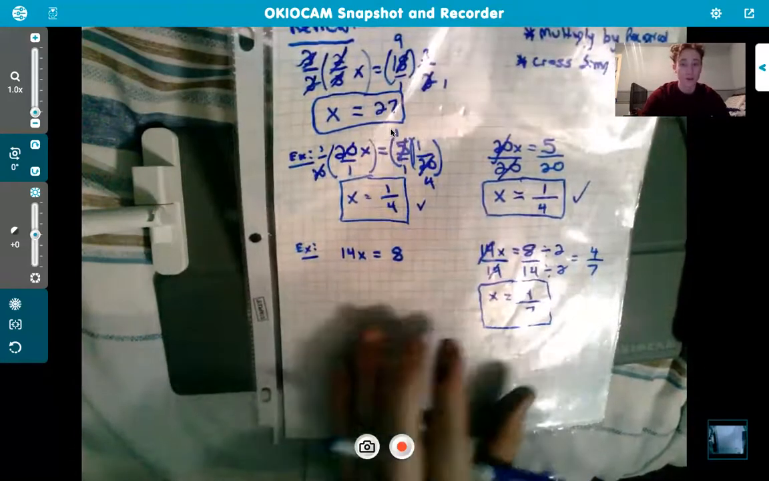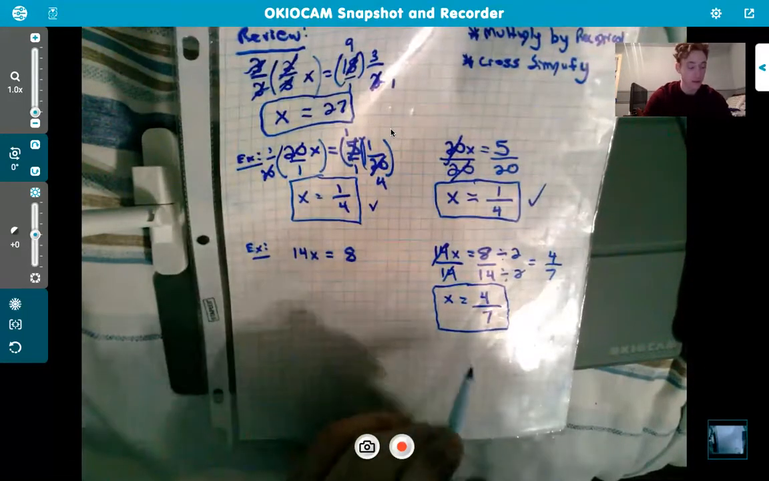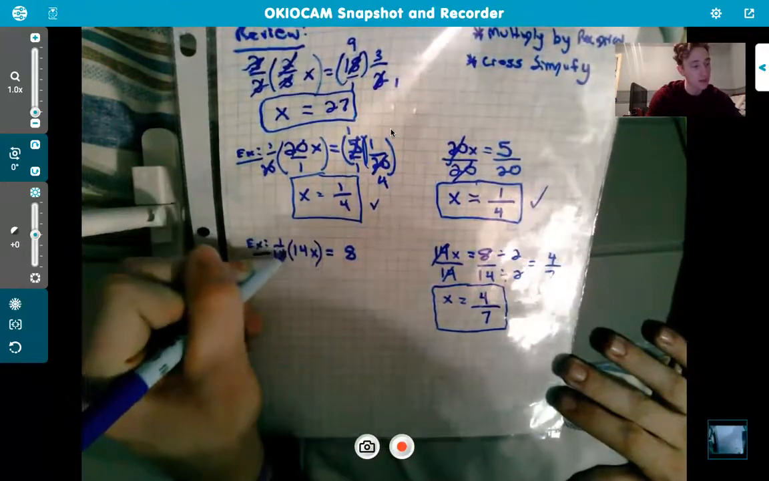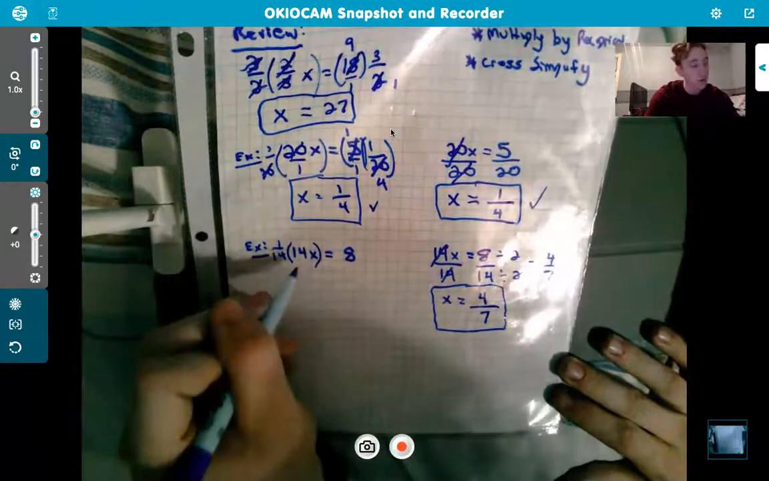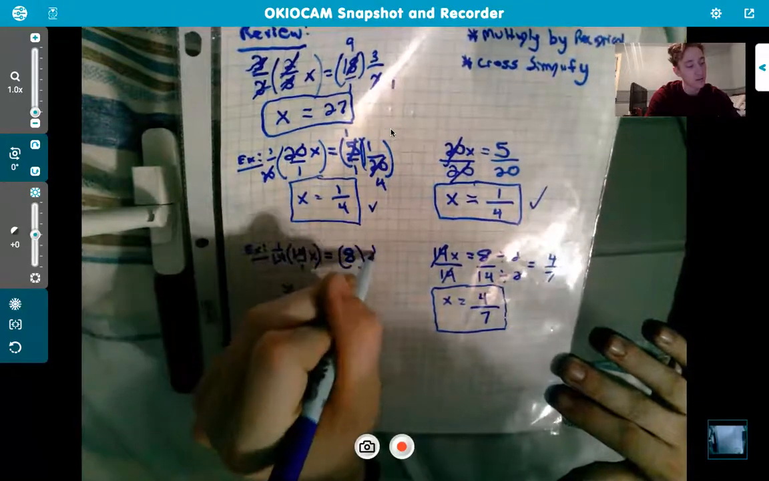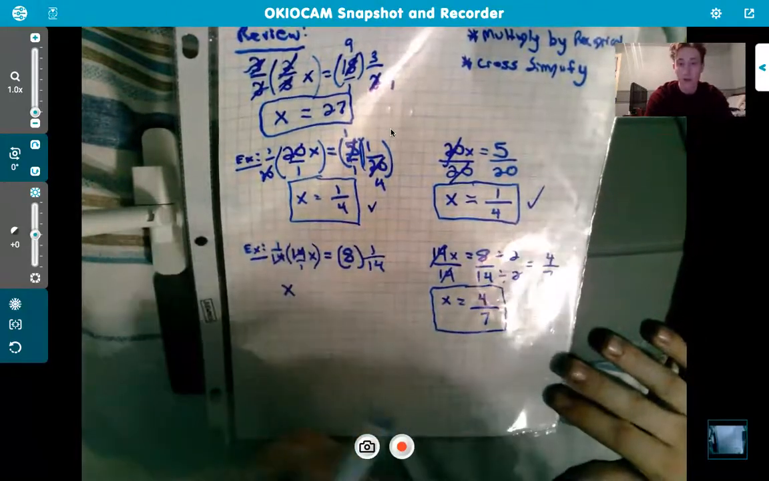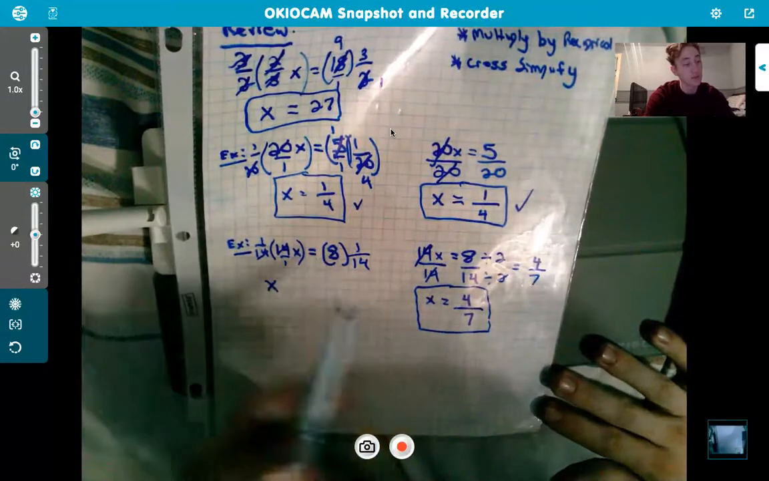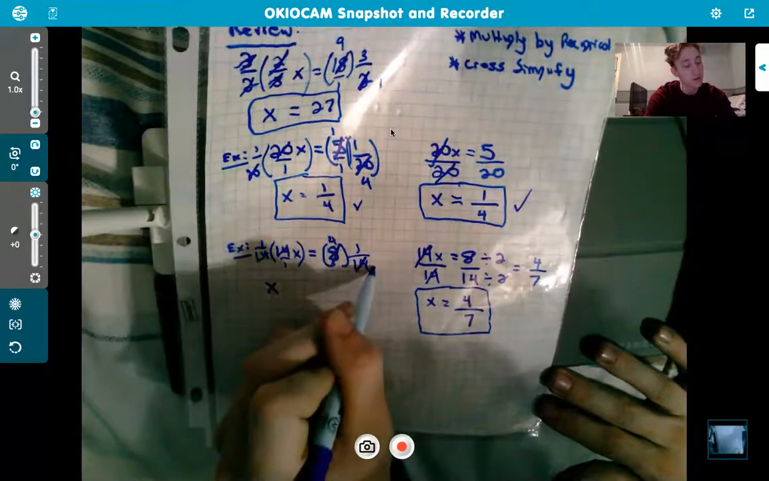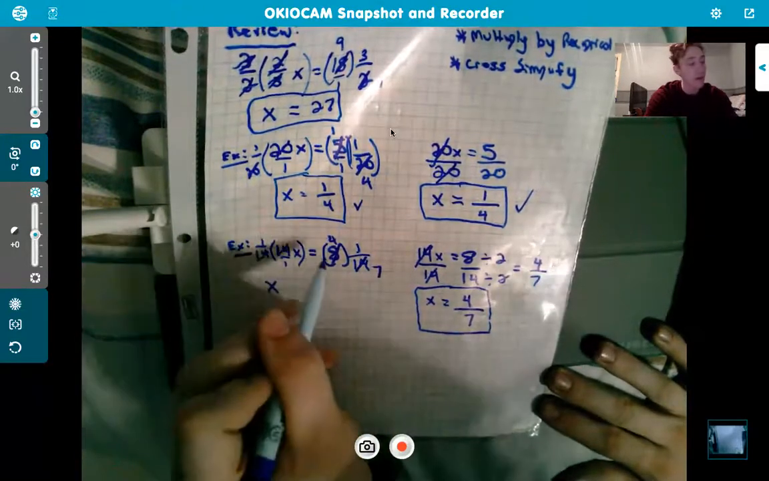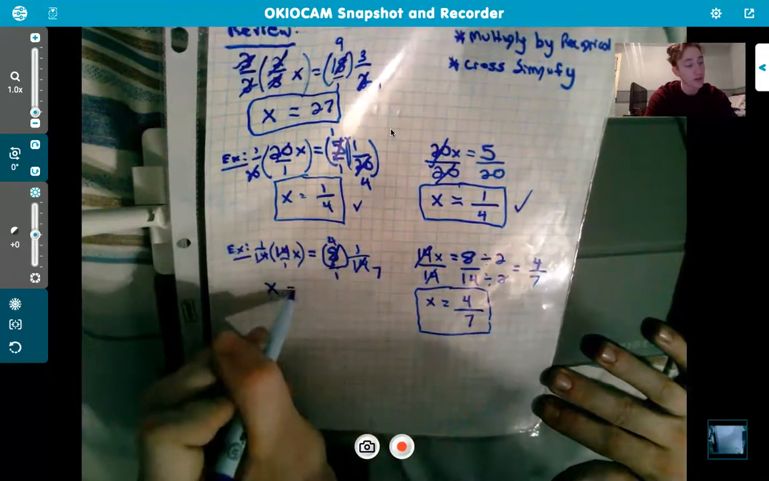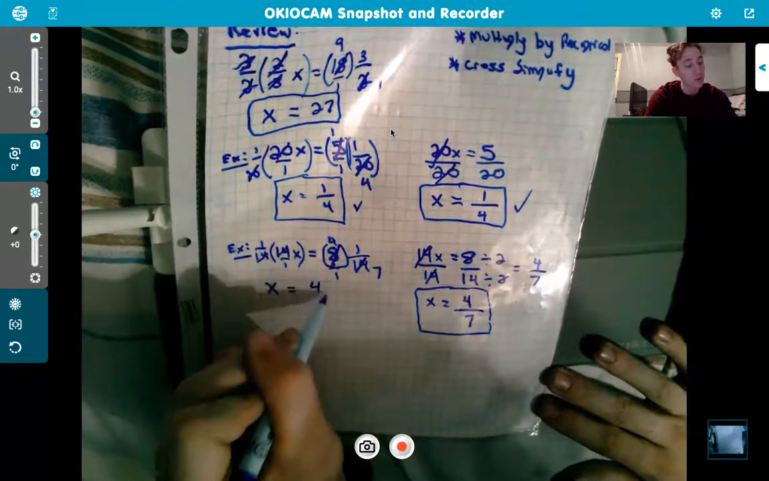Another way that we can think about this, and we should get 4 over 7 as our answer, is to multiply both sides by 1 over 14, that reciprocal. Remember that these will cancel. I'm still going to be left with x. And then I would still continue to simplify. Well, I know that 2 goes into 8 4 times. 2 goes into 14 7 times. I would have 4 over 1 times 1 over 7. I can multiply right across and get 4 over 7.